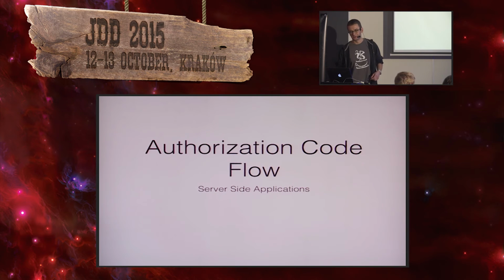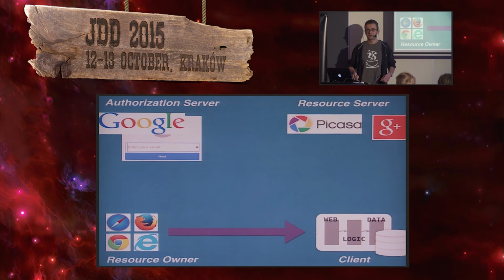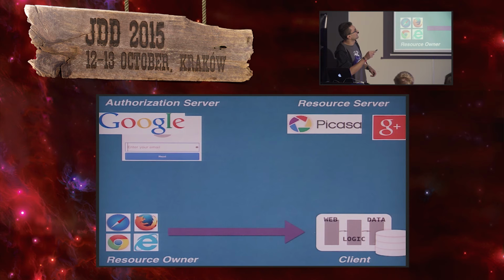Let's take a deeper look at the first two. So authorization code flow. Let's say you have an application, it can be a server-side one for this flow. It wants to get access to your resource on Google Plus or Picasa.